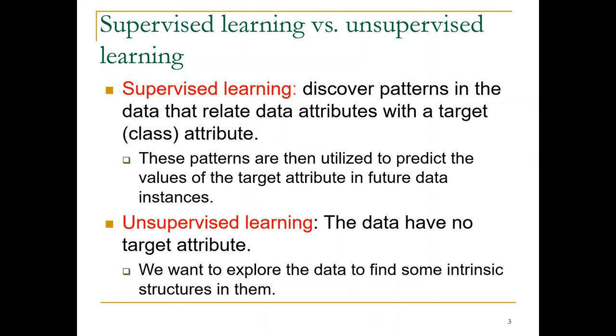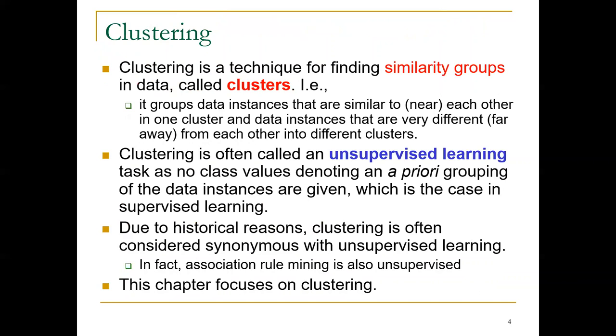Basically, supervised learning discovers patterns in the data that relate data attributes with a target attribute. These patterns are then utilized to predict the values of the target attribute in future data instances. When it comes to unsupervised learning, the data will have no target attributes. And let's talk about clustering in unsupervised learning.